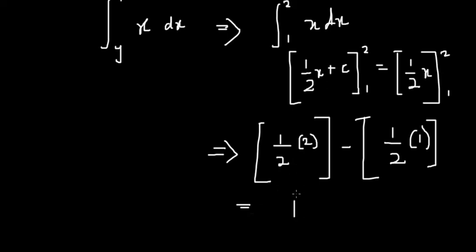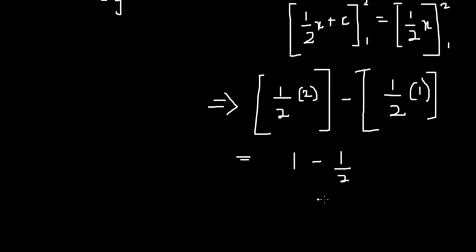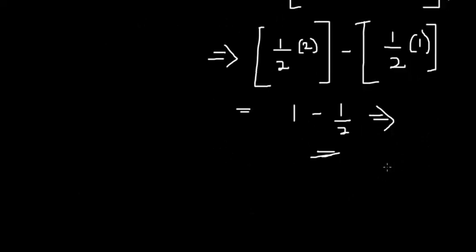From here you have just 1, because this will give us 1, and then minus, this will give us 1 over 2. So you could just simplify this further to whatever answer you get over here. That's not the main concept over here. I want to introduce you to more complex expressions.